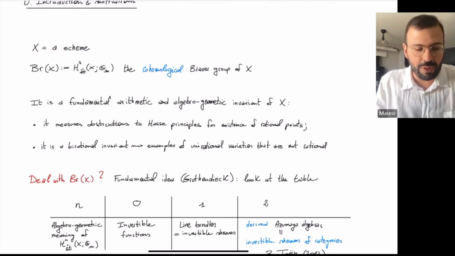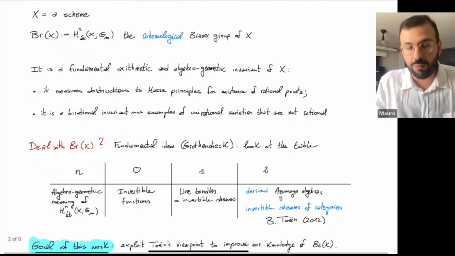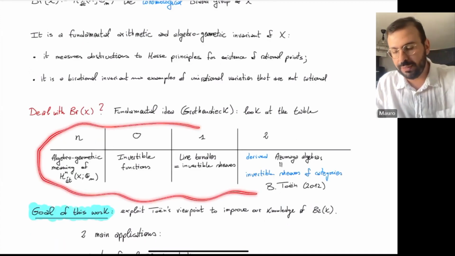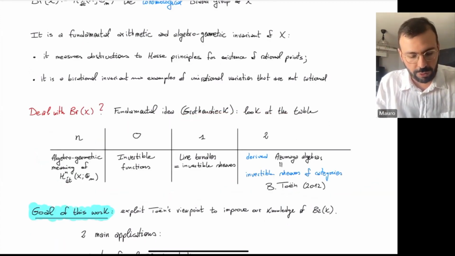And the first time you encounter it, you might wonder, okay, how do we deal with this? I mean, it's an étale cohomology group, so it's typically difficult to grasp. And this question was asked by Grothendieck when he first introduced this invariant. And the fundamental idea was to look at the following table. It's an analogy table. So here we look at H^n_et, and we look for some concrete interpretation of cohomology classes there in terms of more understandable objects.